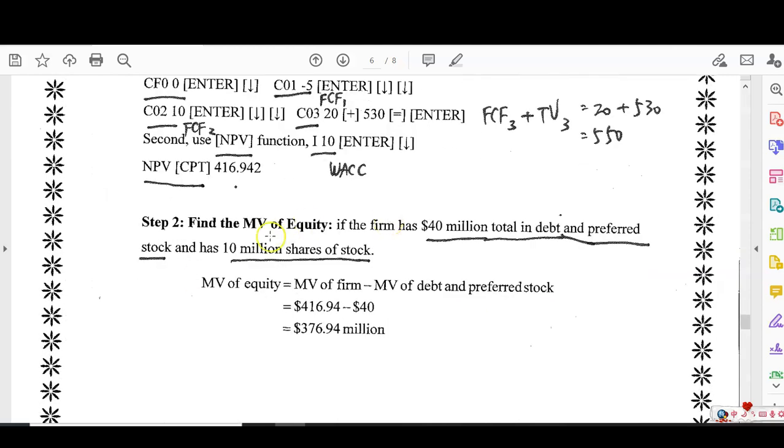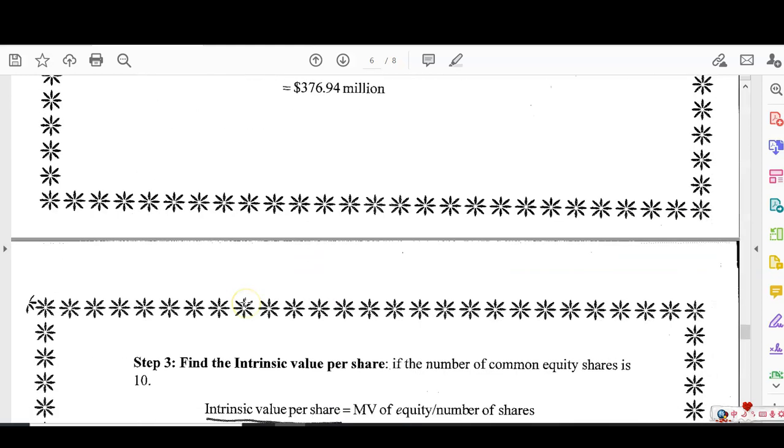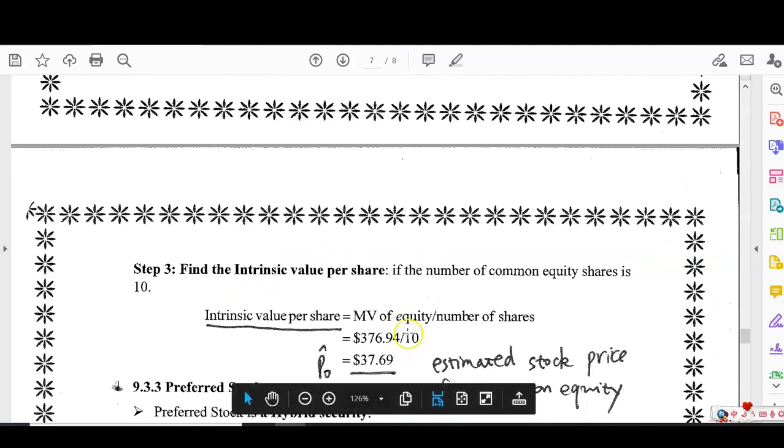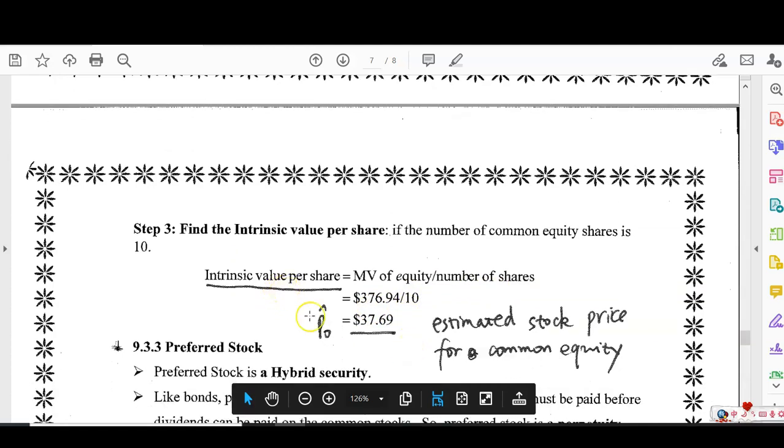Step 2, we can use the firm value that we just solved, 416.94, minus the given, this is given by the question, that the market value of debt and preferred stock is 40 million. So we have 376.94 million as market value of equity. It's also given that we have 10 million shares of stock, so we can use the market value of equity divided by number of shares. 376.94 divided by 10. So the intrinsic value per share, the stock price, is 37.69.